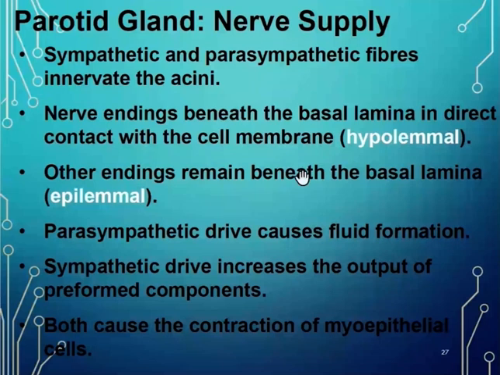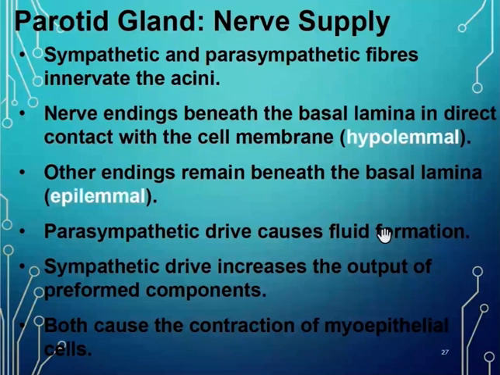There's a diagram in your book that helps you visualize what's hypolemmal nerve supply and what's epilemmal nerve supply. Each of them has either secretion and synthesis or increase of the output, and both of them have a control over the myoepithelial contractile cells.